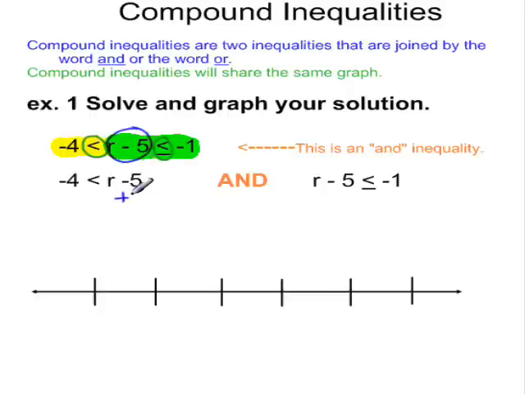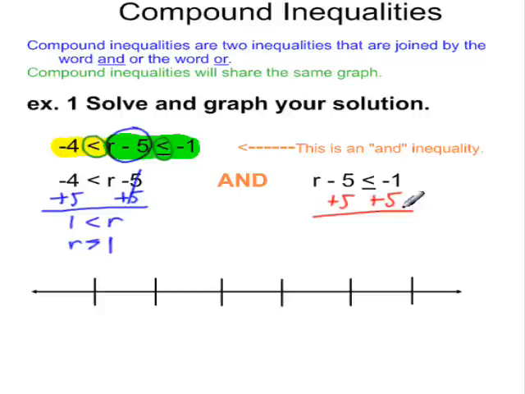So let's look at this first one. We're going to have to add 5 to both sides, and we'll have -4 plus 5 is 1. And we've said before that when graphing, it's easier to graph if our variable is on the left side, so we'll switch that around. And when we do, we've also got to switch our sign from less than into greater than. So we're going to have r is greater than 1. Our second one, we're adding 5 as well, and we'll have r is less than or equal to +4. So I have r is greater than 1, r is less than or equal to 4.